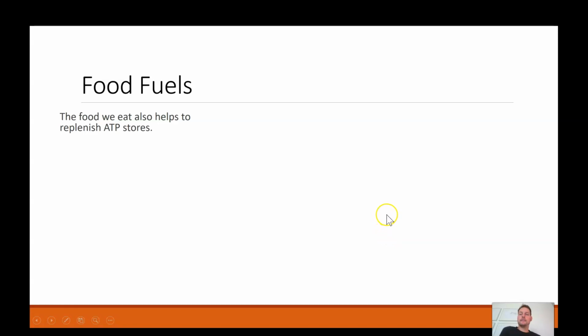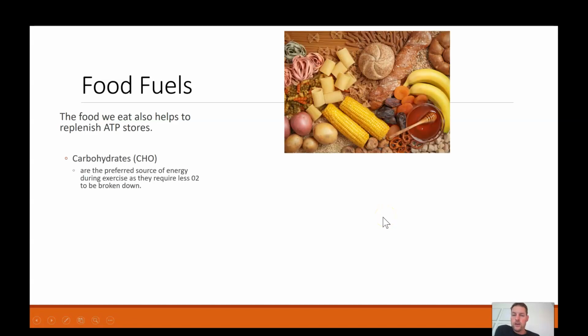The next thing we're going to look at is food fuel. So obviously this is stuff we're going to get from the food that we intake. So a few of these things, we've got carbohydrates. It's going to make up quite a large part of our food intake. You can see we've got pasta, breads, some potatoes, some honey, sugars, fruit. That's all carbohydrates. And they're our preferred source of energy during exercise as they require less oxygen to be broken down. And also something really good about these ones is they can be broken down with or without oxygen. So it means they can be used aerobically or anaerobically.